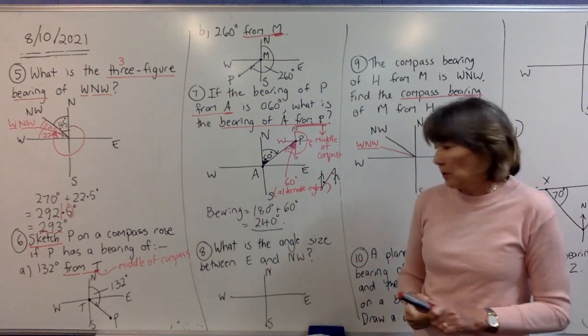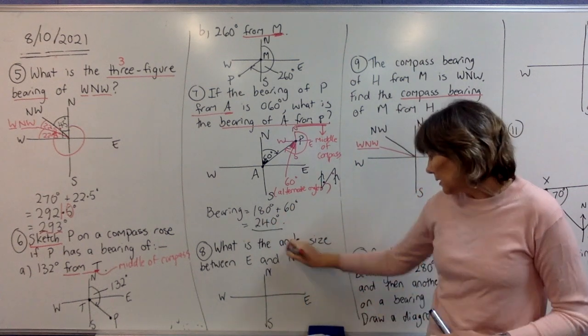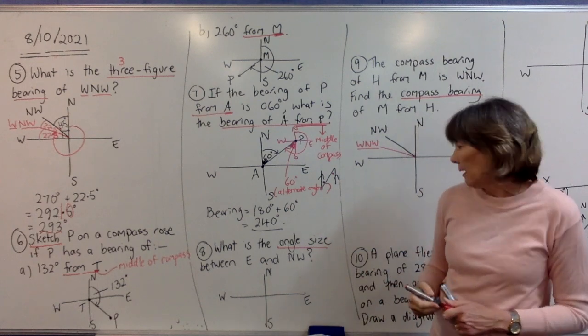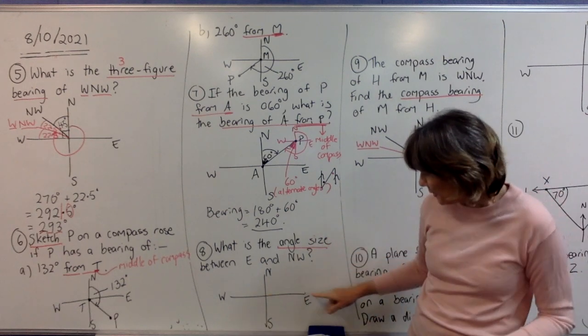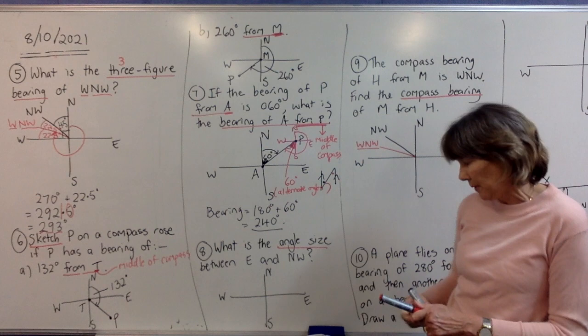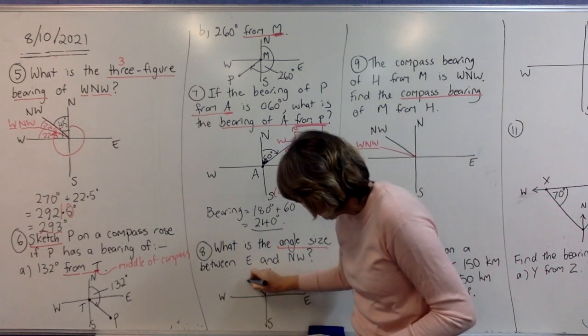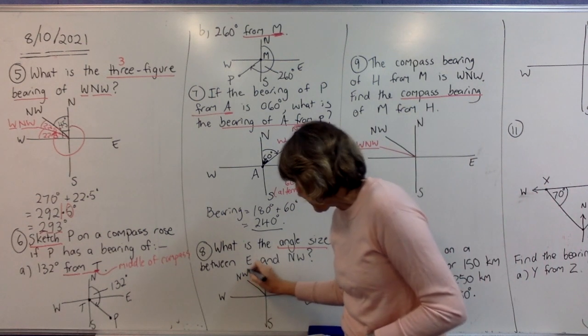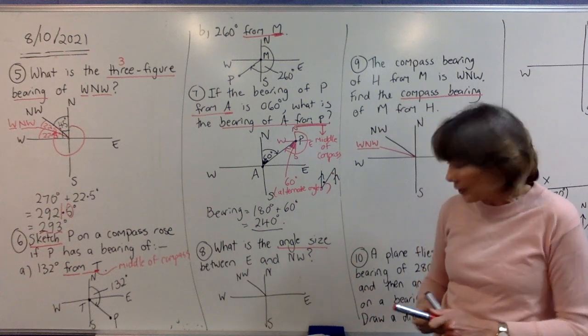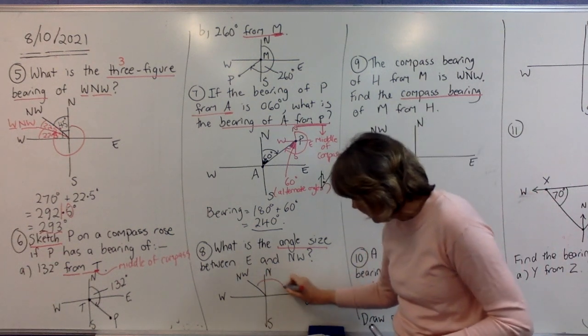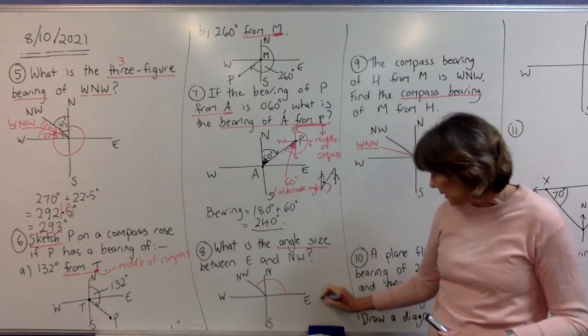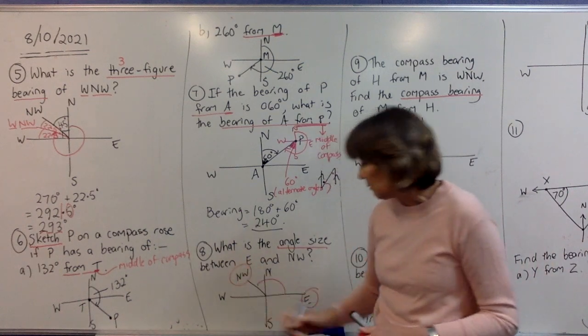Okay, let's look at the next one. We want to know the angle size between east and northwest. Well, we know where east is on the compass rose, it's out here. Northwest, halfway between north and west. And they just want to know the angle between those, between east and northwest.